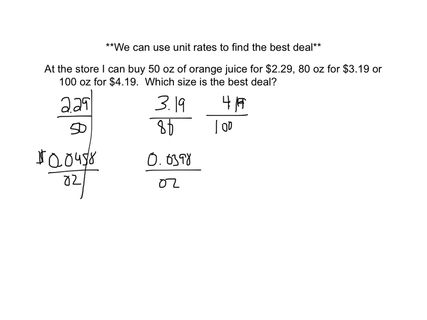But now we need to do the $4.19 divided by 100, which would be 0.0419 per ounce. That's even more expensive than the 80 ounce size. So our best deal would be the 80 ounce package of orange juice.